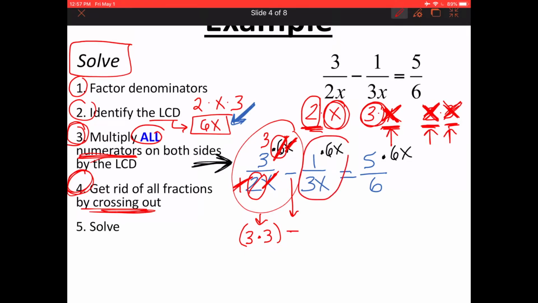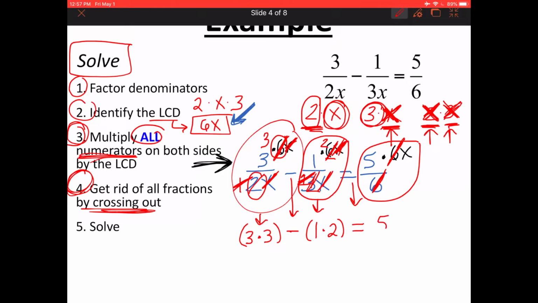Now for this second fraction, I can cross out the x's. My 6 over 3 can become 2 over 1. The 1 in the denominator can cross out. So for the second fraction, I now really have 1 times 2. I still carry down my equal sign. For my third fraction, notice the 6's cancel out. So now I just am left with 5 times x. And do you see how now we have a very solvable equation?